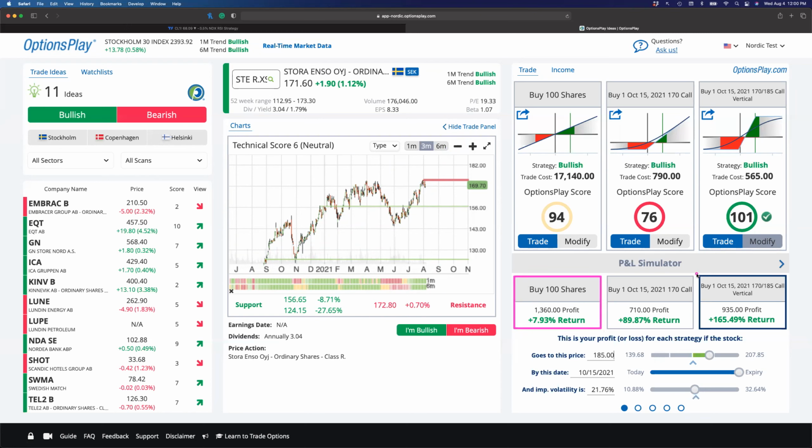return versus 165% return. Now, it's not every day that you're going to find these types of magnifications of returns while reducing your risk so much. But here's a good example of one that does provide what looks like a fairly attractive risk to reward using options rather than the stock itself.